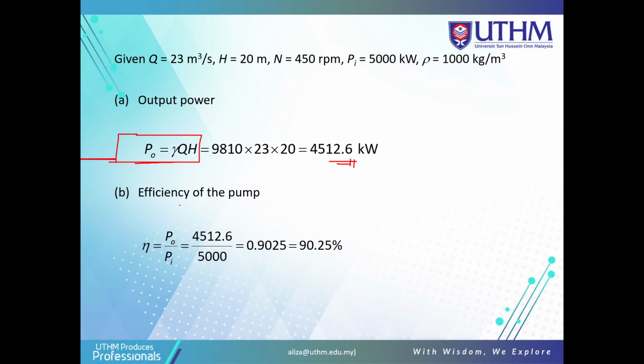Then you just directly use P_o and P_i, where P_i is the power inlet. The power you got, you just divide by 5,000, so you get 0.9025, and in percent that is 90.25%. So you get 6 marks for this calculation. This calculation only uses the formula, and you just calculate based on the formula.